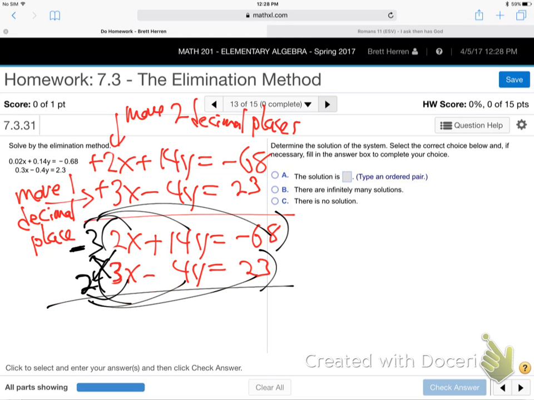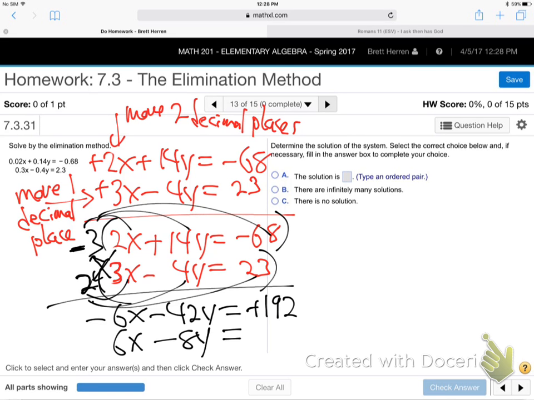So multiply through like that. So you get minus 6x minus 42 plus 192. Is that good? Yeah. Minus 3 times 2.